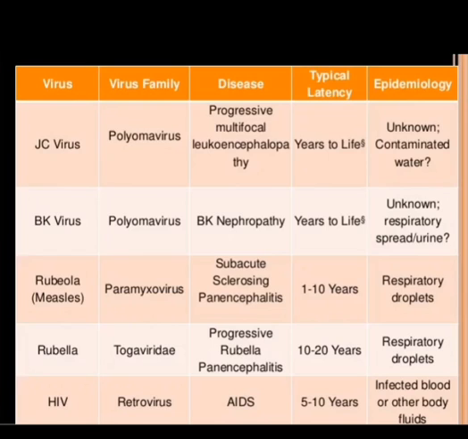HIV comes under the virus family retrovirus. It causes diseases like AIDS. The latency period is 5 to 10 years, and infected blood or other body fluids can cause the disease.